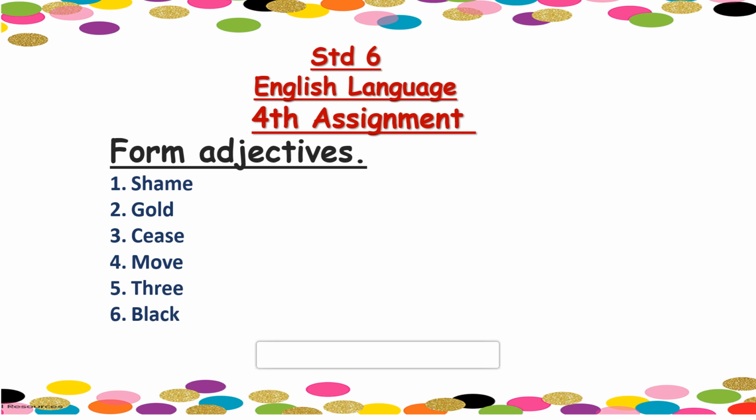Now, this is your assignment, students. Only 6 questions have been given, and this time I'm not going to give you the answers because I have already discussed these in today's video. If you just scroll back, you will get them. You have to form adjectives from the following words. Here, shame is a noun, and gold is also a noun. So, you have to change them into adjectives. What will be the answer? You just think about it and write. Shame, gold, seize, move, three, black. So these 6 questions are there as your homework.